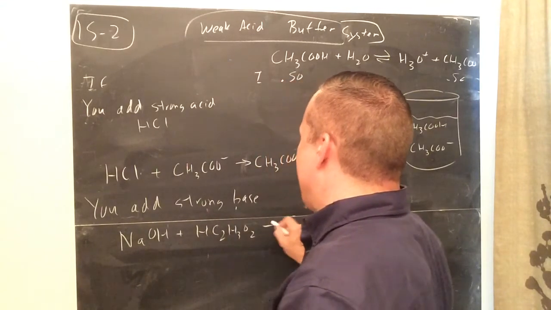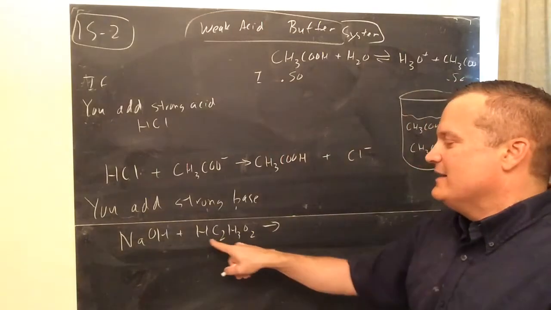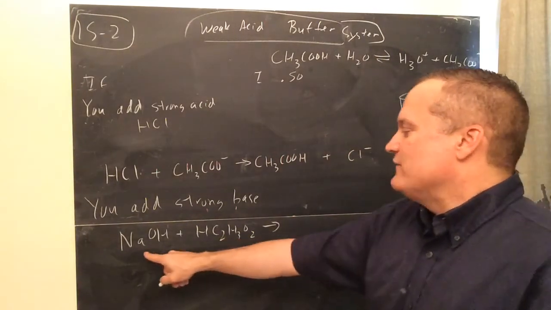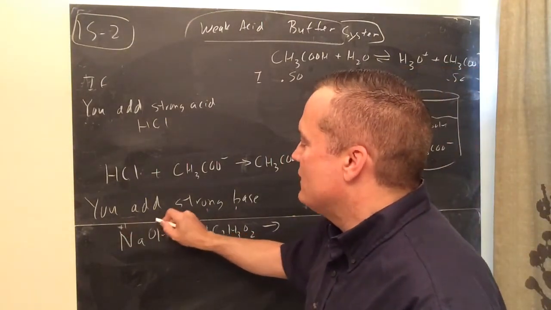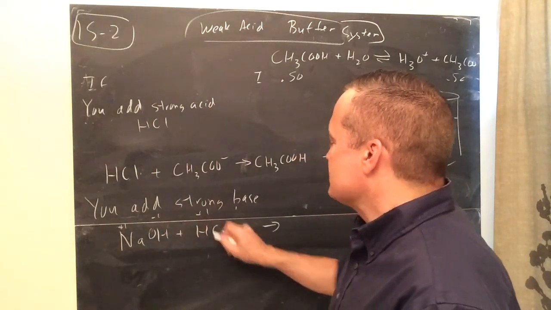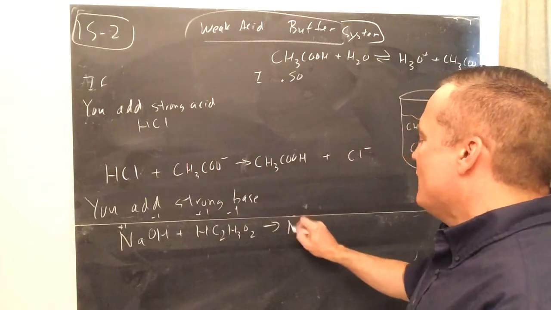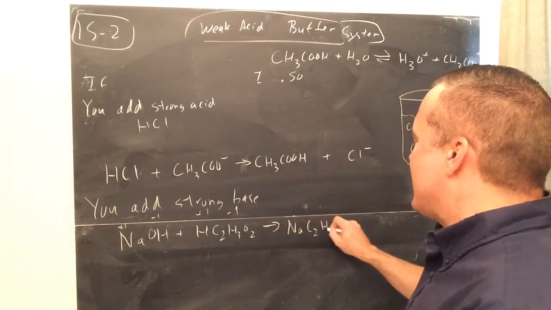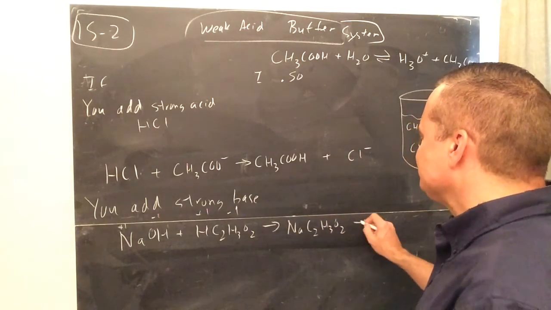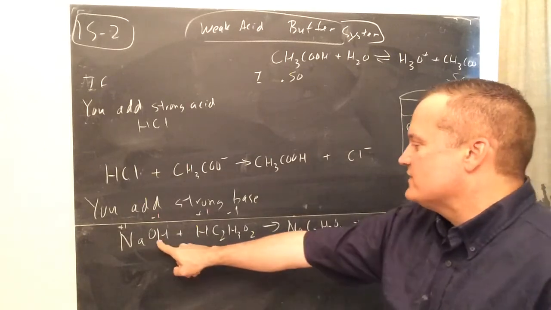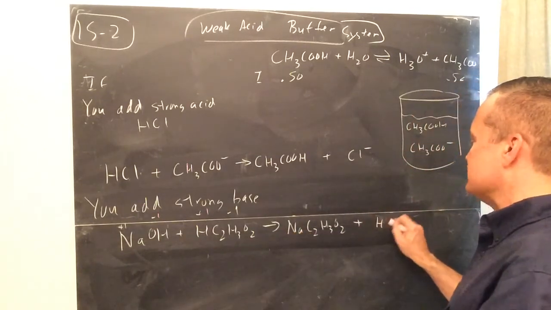HC2H3O2. And almost every acid you write is going to be that way. H and then the anion. So this makes more sense. +1, -1, +1, -1. So sodium goes with acetate. Well, you can do that, but in reality what's going to happen is it'll be aqueous and dissolved, and H and OH go together. That looks a lot better, doesn't it?